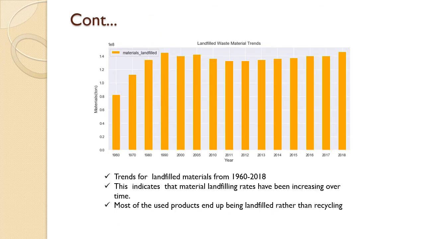This chart shows the landfill waste material trends. The result from the pivot table indicates that in 1960, only 0.8 billion tons of material were landfilled, and from 1990, which was almost the peak, around 1.4 billion tons were landfilled, and in the recent year, 2018, almost 1.4 billion tons of material were also landfilled. This indicates the material landfilling rates have been steadily increasing over time, and most of the used products end up being landfilled rather than recycled.